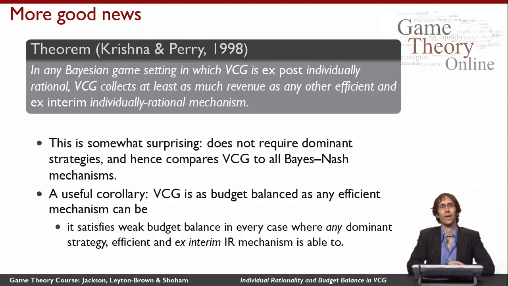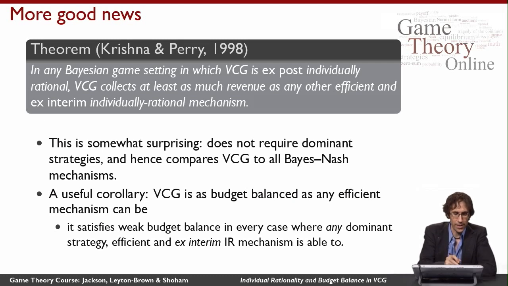Well, I have one last bit of good news to give you. Here's a theorem from Krishna and Perry, which says something else about the revenue in VCG, which is even more encouraging than what we just saw. It says, consider any Bayesian game setting in which VCG is ex post individually rational. And the claim is that in such a case, VCG collects at least as much revenue as any other efficient and ex interim individually rational mechanism.